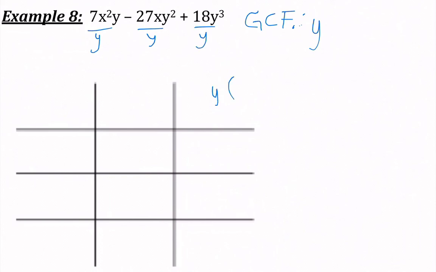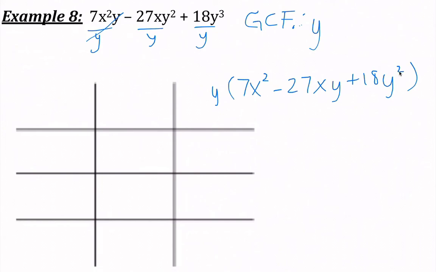In parentheses, let's put what we get when we divide. This y on top cancels this y on bottom, so my 7x squared drops down. My minus 27x will drop. But my y squared divided by y to the first will give me y to the first because 2 minus 1 is 1. My positive 18 will drop. But my y to the third divided by y to the first will give me y squared because 3 minus 1 is 2.